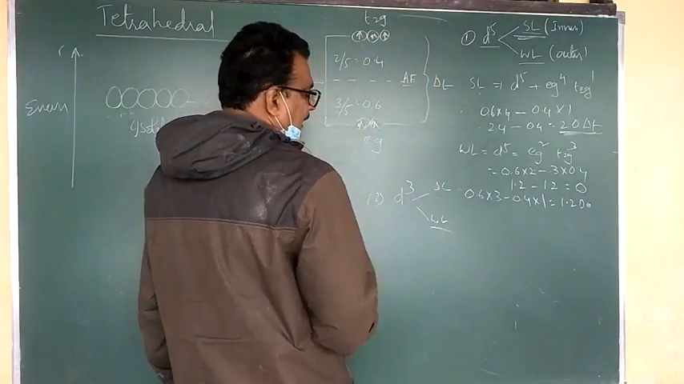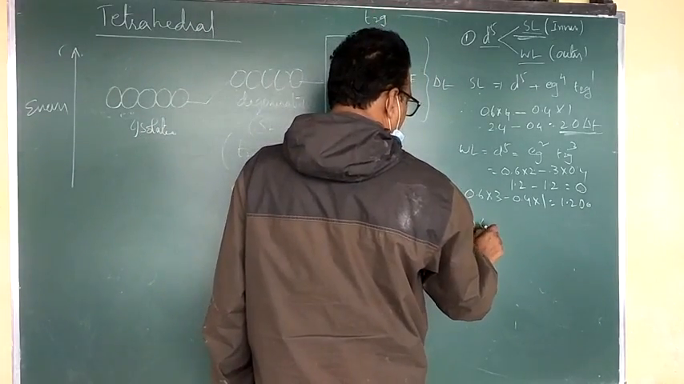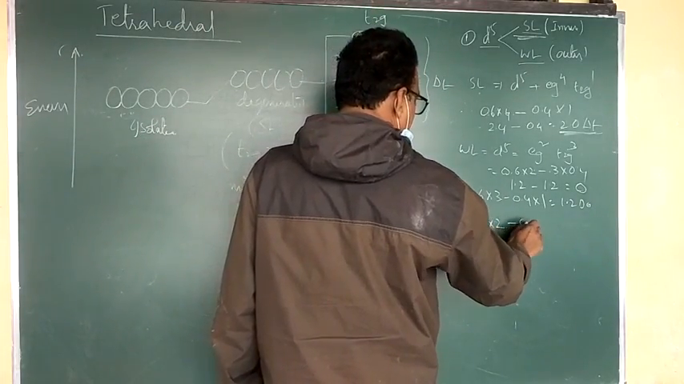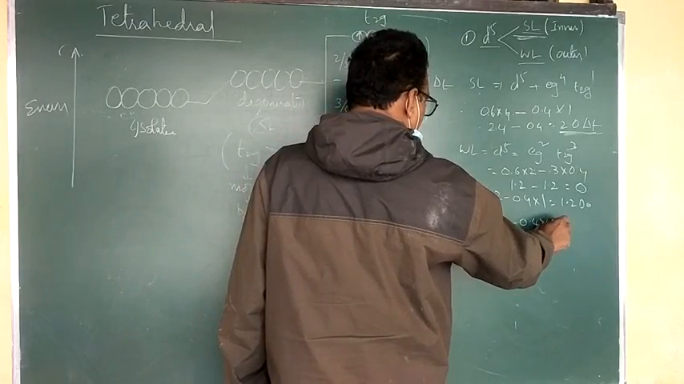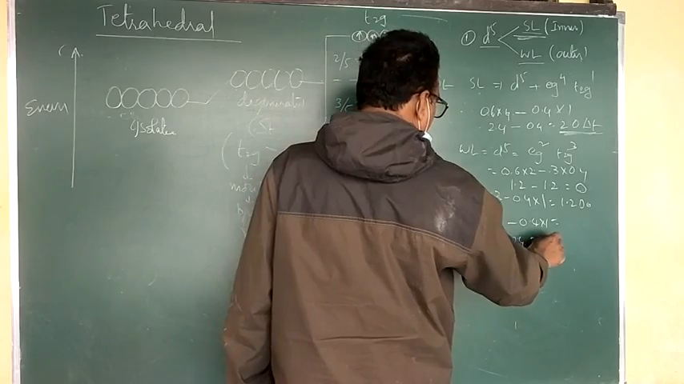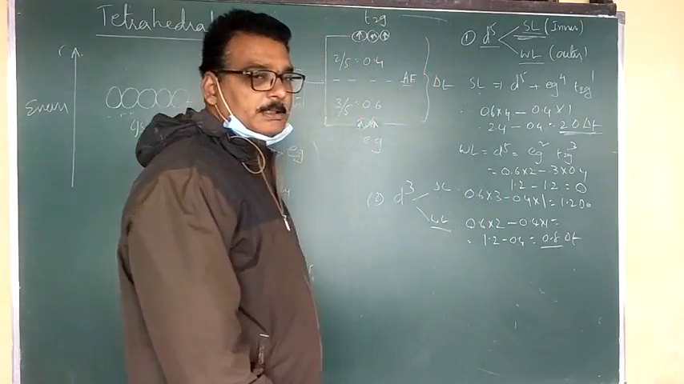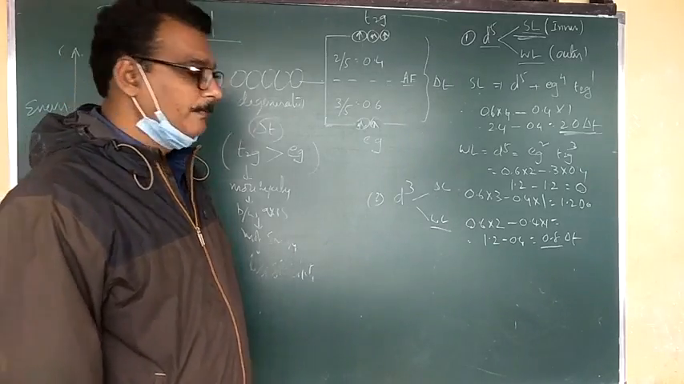Now the weak ligand. Here 2 electrons, here 1 electron. Therefore 0.6 into 2 minus 0.4 into 1. That implies 1.2 minus 0.4, which equals 0.8 delta T. That is the second example.